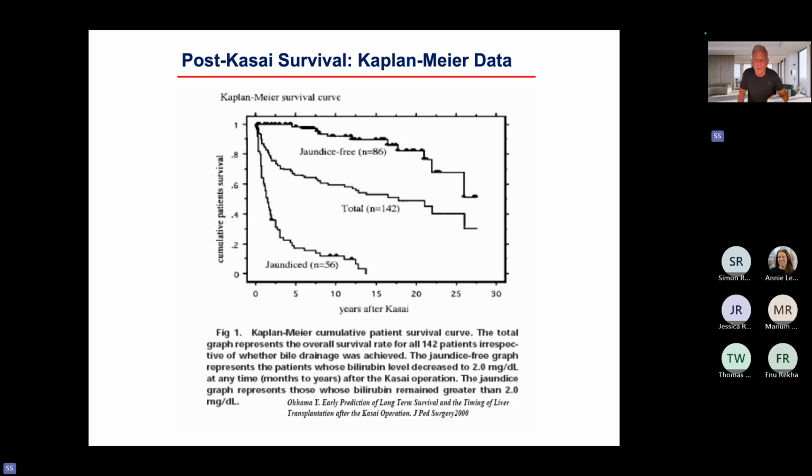Again, this is the overall survival rate for 142 patients, irrespective of where the bile drainage was achieved. This is cumulative patient survival. The bottom plot is jaundiced, and the top is jaundice-free. It's not difficult to see that if you're jaundiced following the procedure, you do worse.